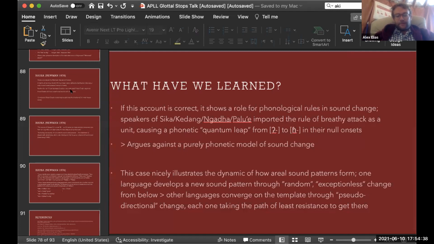Okay, Owen's got a question. Yeah, thanks, Alex. Really interesting stuff. My question is more to do with the synchronic analysis, which is why analyze these as having a null onset? Why not just analyze all words as having an initial consonant, glottal stop, or H, and then you've got all sorts of other consonants as well?